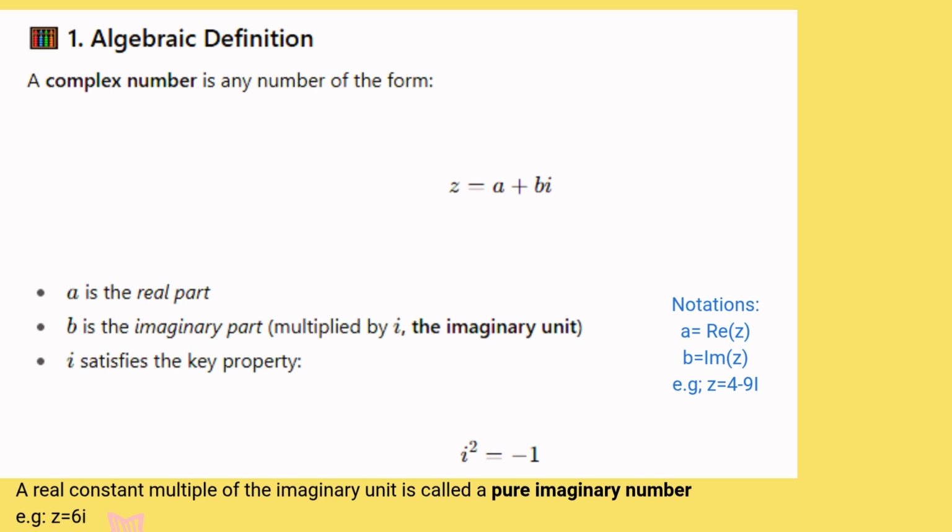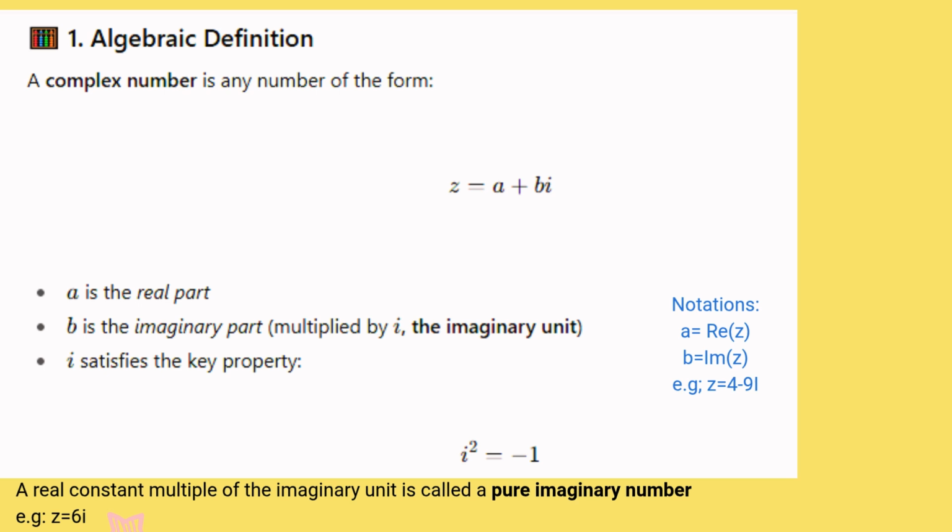So this is the definition of a complex number algebraically, and we can see its examples, as there are complex numbers 4 minus 9 iota, 5 minus 2 iota, and so on. Here in this complex number, the real part of z is 4 and the imaginary part of z is 9. Keep in mind the imaginary part of z is only 9, not 9 iota.